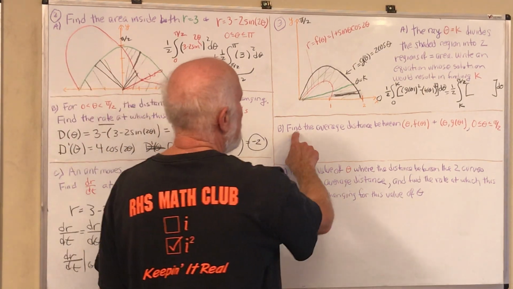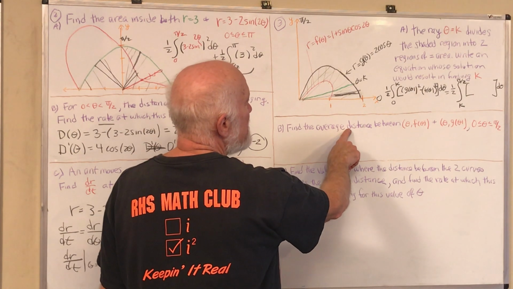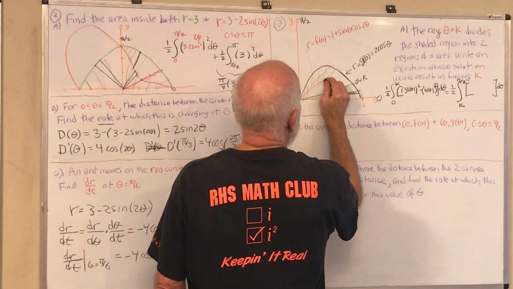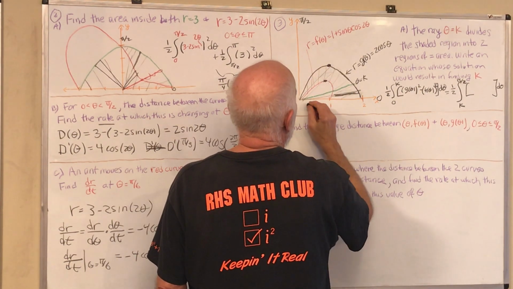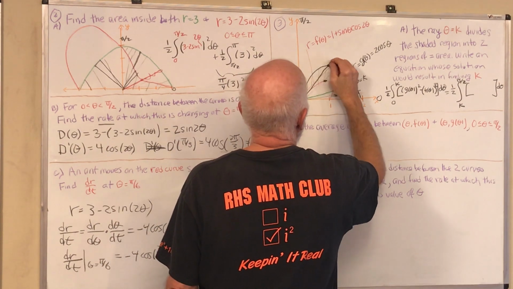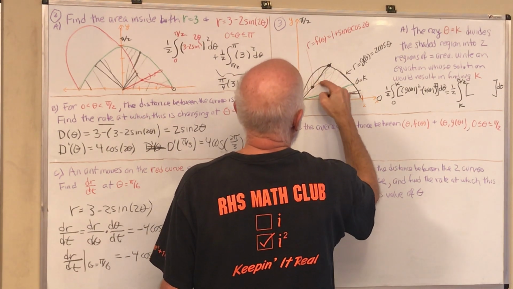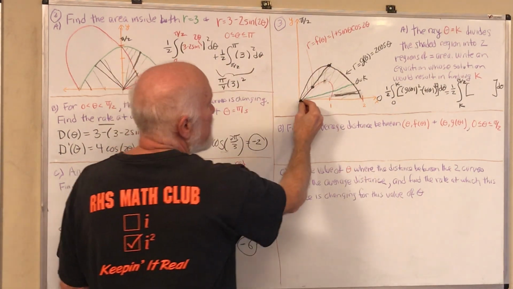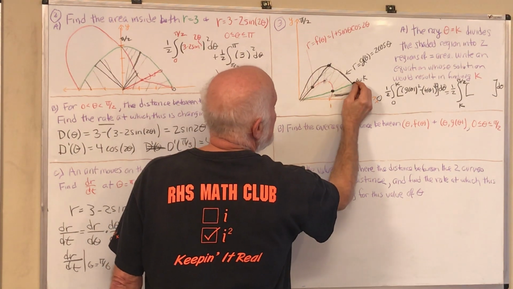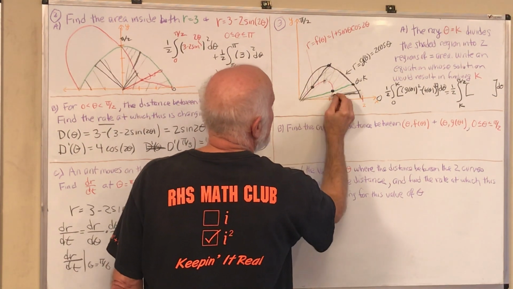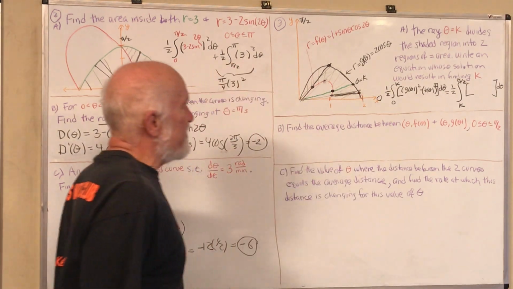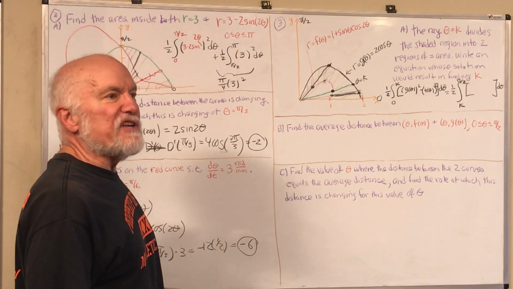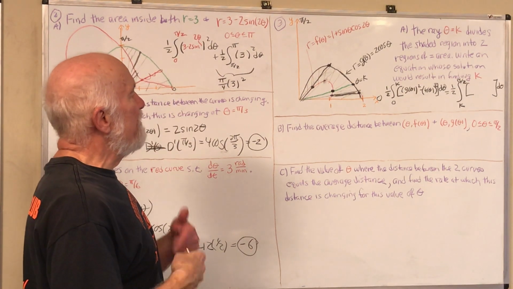Okay, B, find the average distance between theta f of theta and theta g of theta. So taking a given value of theta and finding the average distance at different values. Like here, you're going to get a different distance depending on what your value of theta is. So how do I find the average distance? Well, this isn't a rate of change. It sounds like an average value of a function.